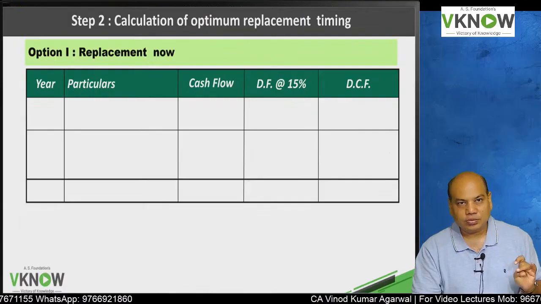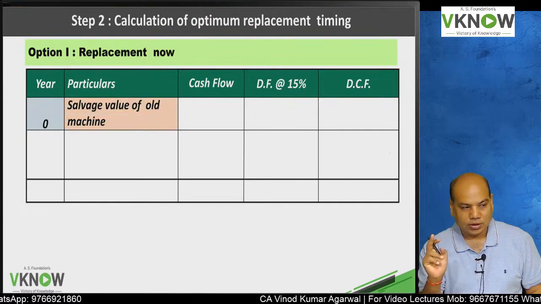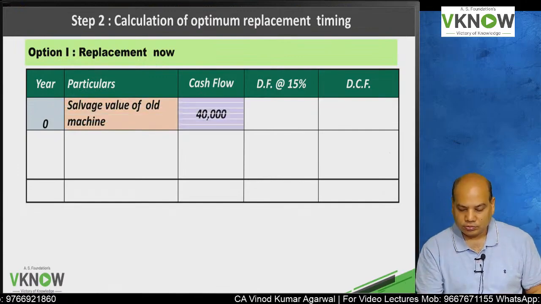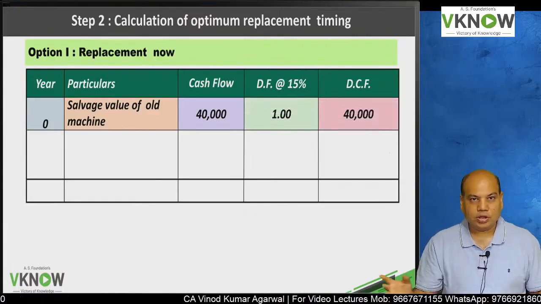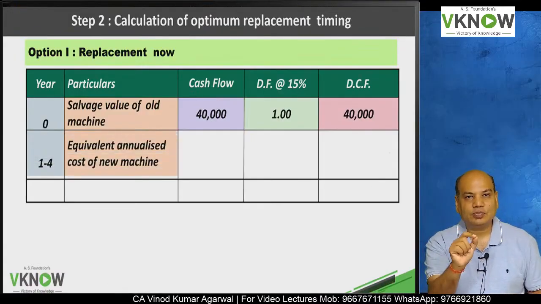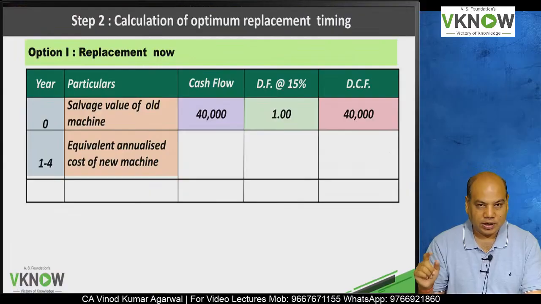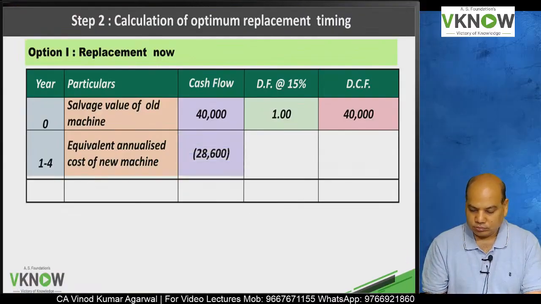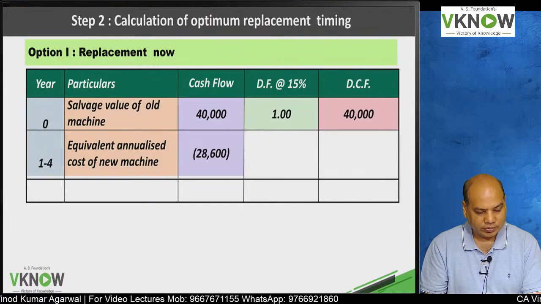So if you replace now, what will be the cash flows? You are going to sell the old asset now. That will be my cash inflow, 40,000. And what about the next 4 years? In the next 4 years, you will incur the equivalent annualized cost of the new machine, 28,600 per annum.